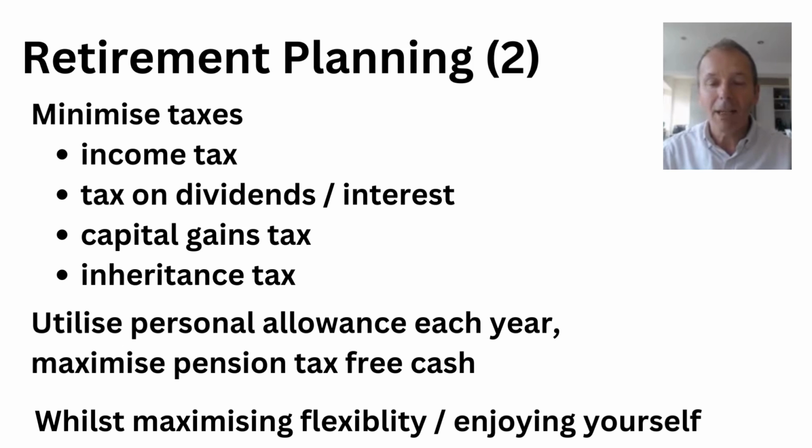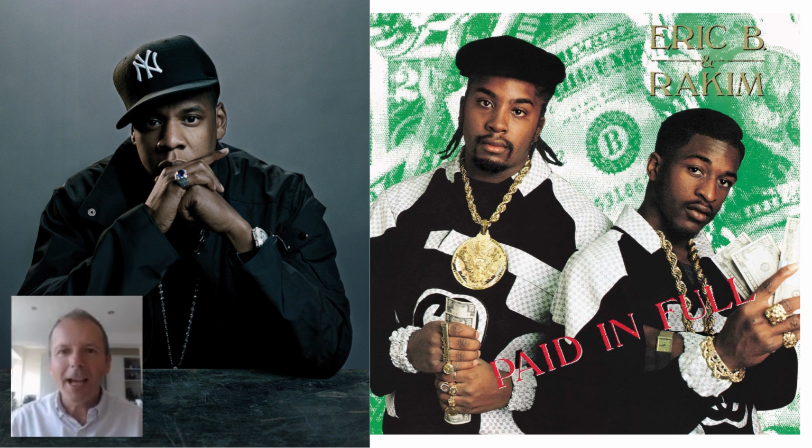Then within retirement planning, we have our investment objectives. These would be to minimize taxes across income tax, tax on dividends or interest, capital gains tax, and inheritance tax. We also want to utilize our personal allowance each year and maximize the pension tax-free cash, whilst also maximizing the flexibility that we've got in retirement and enjoying ourselves. Sounds like a lot. To summarize all that in terms of some of my rapper friends, according to Jay-Z, we've got 99 problems, but the SIPP ain't one. And according to Eric B. and Rakim, we need to make sure we're paid in full.